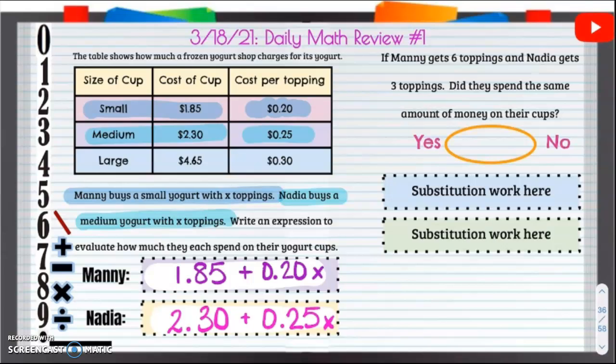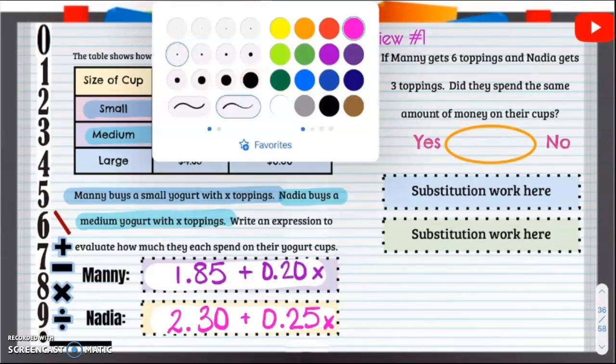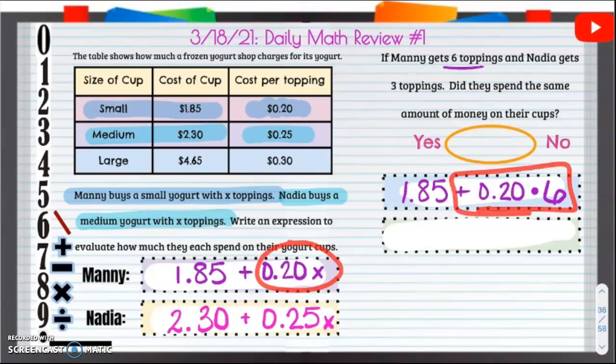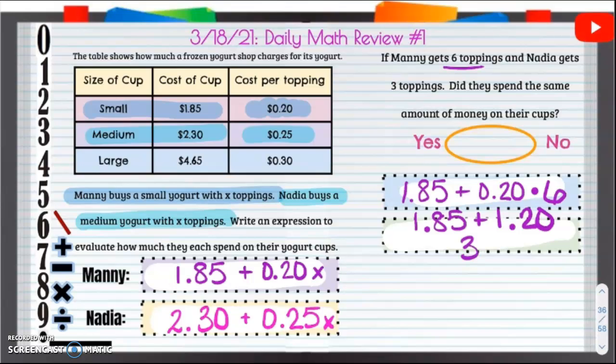First off, for Manny, he has $1.85 plus, it says he gets 6 toppings, so it'd be 20 cents times those 6 toppings. Instead of 20 times X, it's 20 times 6. First we have to do the 20 times 6. So 0.20 times 6, you get $1.20. So that'd be $1.85 plus $1.20. He spent $3.05.